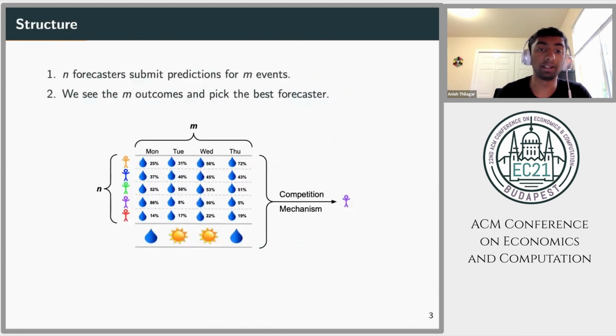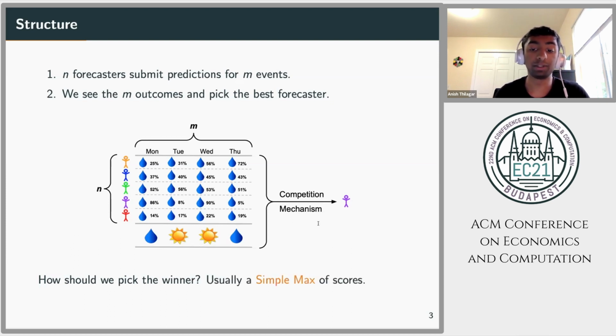A little more concretely, we have N forecasters, and they're submitting predictions over M different events. For example, they're predicting the probability that it will rain over the next 4 days. And the competition mechanism takes their predictions and the true outcomes of the events, and it chooses a winner, which hopefully has the best predictions. So the question is, how should we pick the winner?